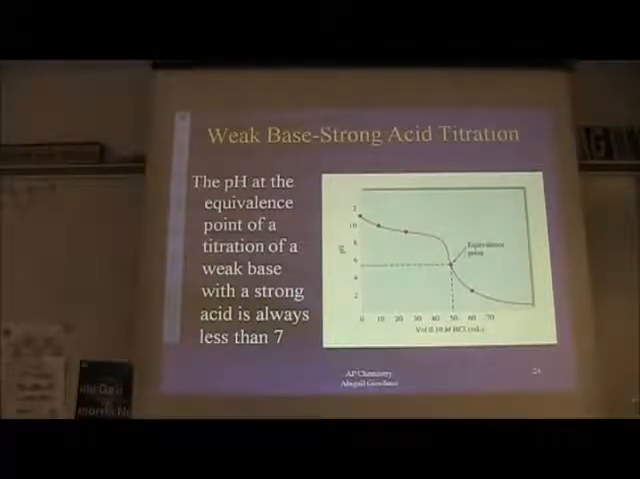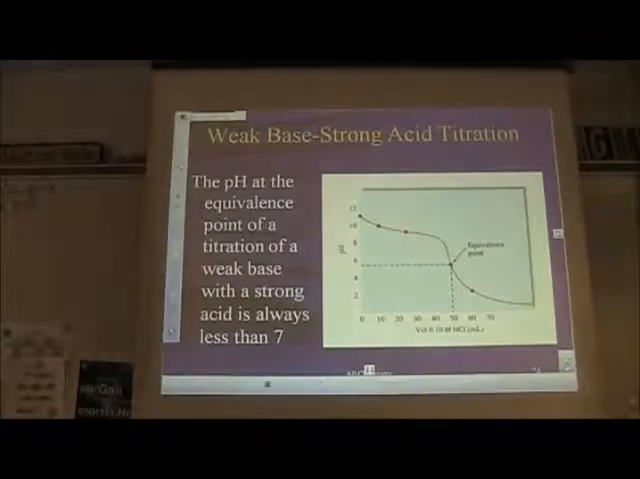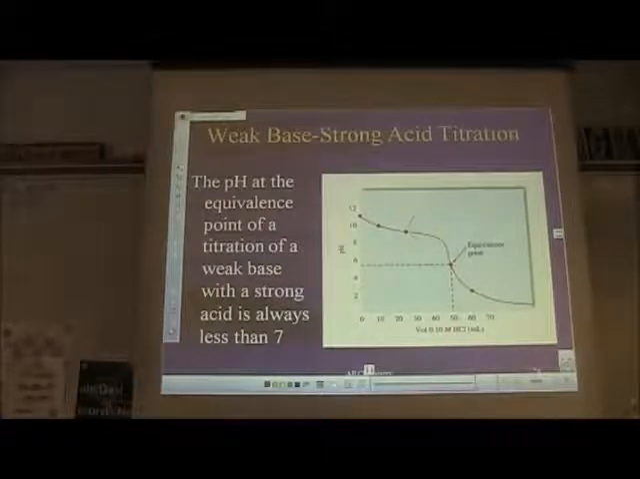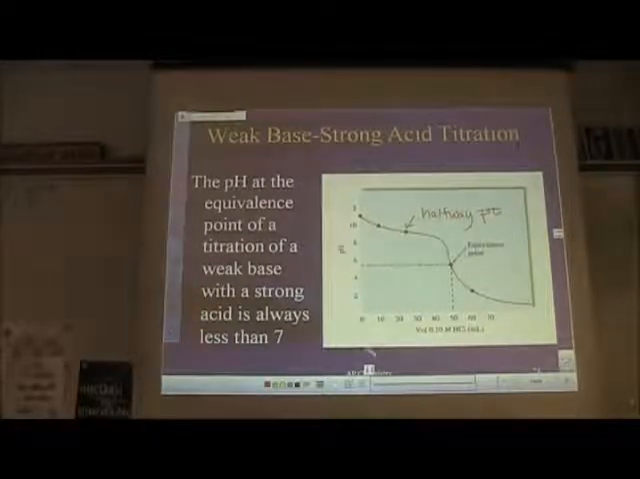Where would the halfway point be on this graph? Yeah, 25, so this dot right here, that would be your halfway point where the pH equals pKa.